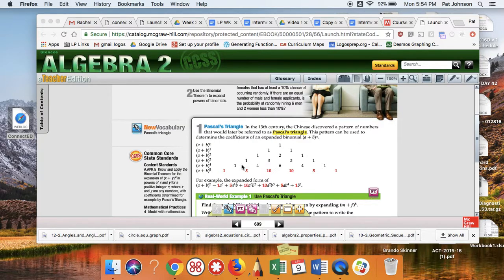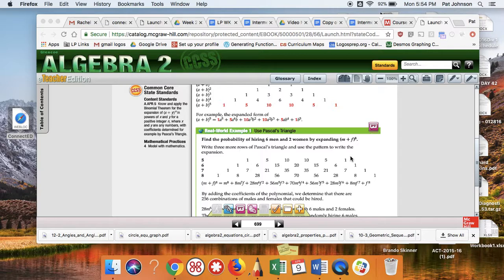So look at the next row, a plus b, the fourth power. So we put our 1s on the outside. We go to the previous row. 1 plus 3 is 4. 3 plus 3 is 6. And 3 plus 1 is 4. We come down to do the next row. We do 1 plus 4 is 5. 4 plus 6 is 10. 6 plus 4 is 10. 4 plus 1 is 5. And then we add the 1s at the end. And those are the coefficients. Pretty simple. So let's use Pascal's triangle.